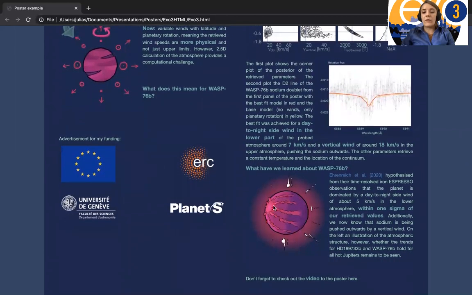And we've learned for WASP-76b that there is a day to night side wind in the lower atmosphere that's in the same velocity range as was found in the Ehrenreich et al. 2020 Nature paper. So this is all quite encouraging, but obviously we need more than studies on two hot Jupiters to find out whether this is a general trend.